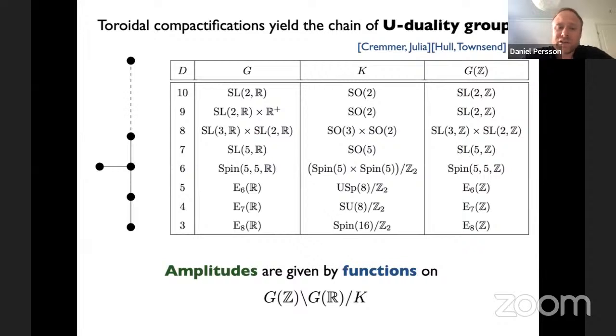What happens is that the symmetry group of string theory becomes larger and larger. So we have this in 10 dimensions: there is an SL2R symmetry. When you go down to 9, you get an SL2R cross R plus symmetry. Go to 8 dimensions, you get an SL3 factor as well, and so on and so forth. In addition, we have a sort of local symmetry that is the maximal compact subgroup of G. So for SL2R, this is given by the special orthogonal group SO2.